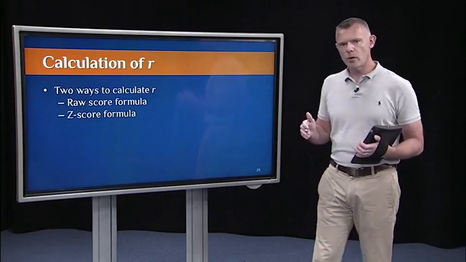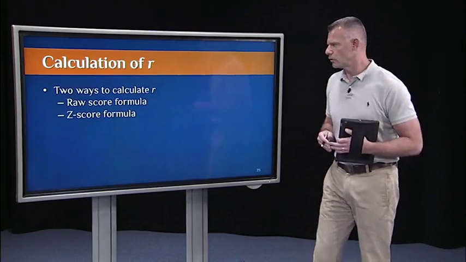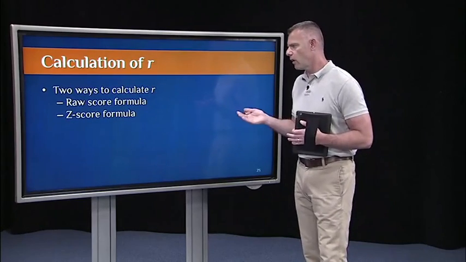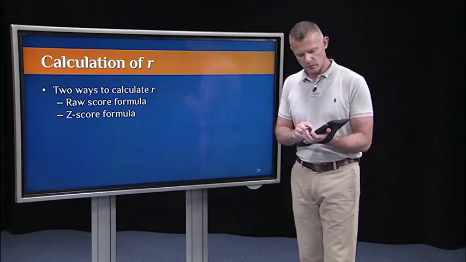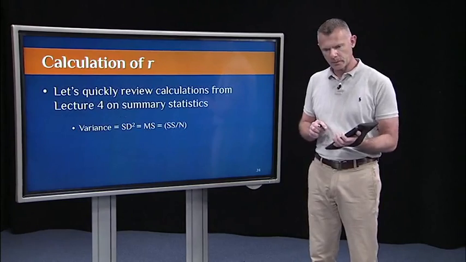And as I mentioned, there are two ways. Well, there's more than two ways. I'm just going to show you two: the raw score formula and the z-score formula. We'll start with the raw score formula.